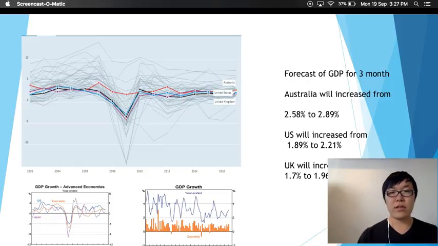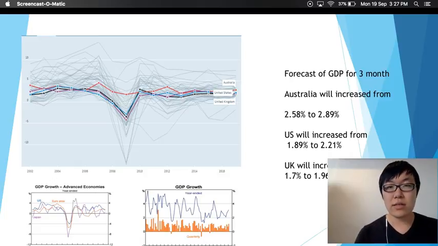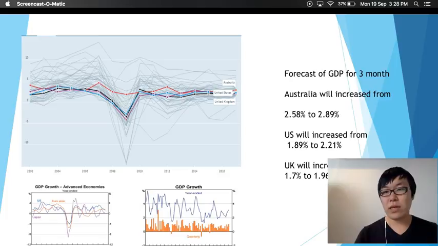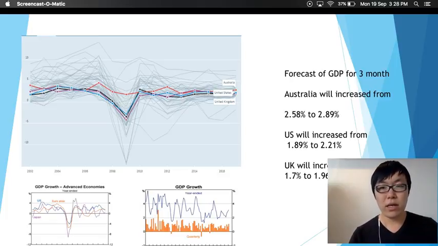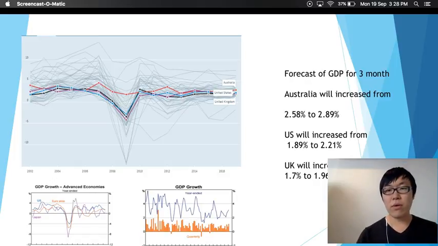Basically, on the research of the OECD and RBA, they gave us the results that AUD, USD, and GDP will be increased for the next 3 months. Australian GDP will probably increase from 2.58 to 2.89, US will be increased from 1.89 to 2.21, and UK probably will be increased from 1.7 to 1.96. And also we will talk about something about the Brexit effect.